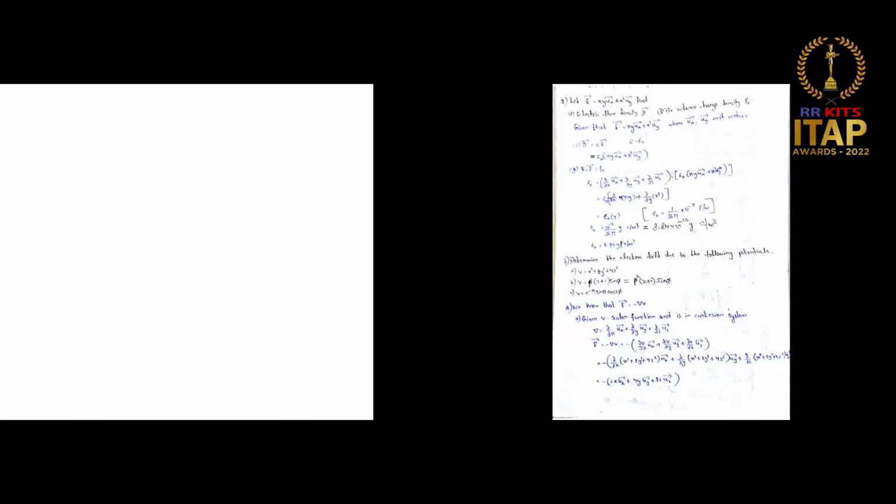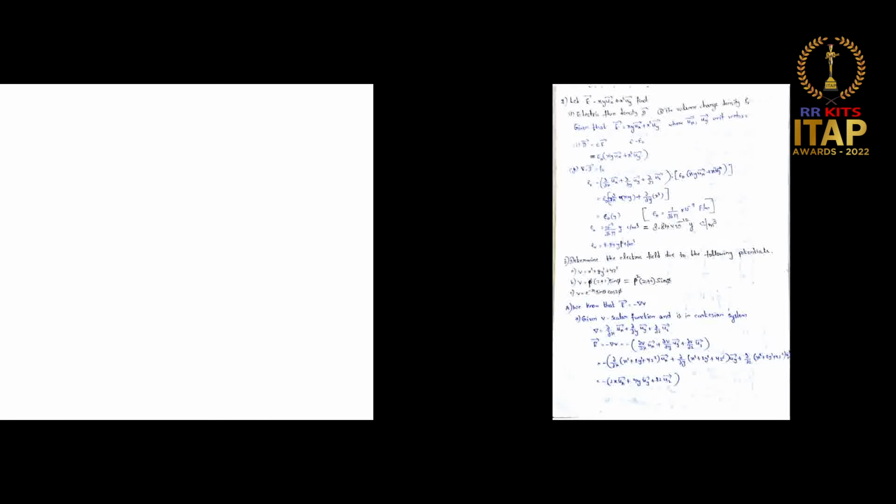Let E bar be equal to xy ux bar plus x square uy bar. Find, first, the electric flux density D bar. Second, the volume charge density rho v. So given that E bar is equal to xy ux bar plus x square uy bar, here ux bar and uy bar are unit vectors. For unit vectors you can use any kind of notation we discussed in the classroom.